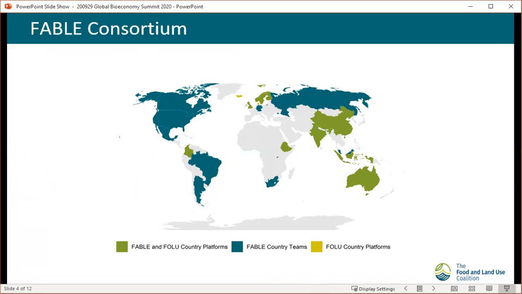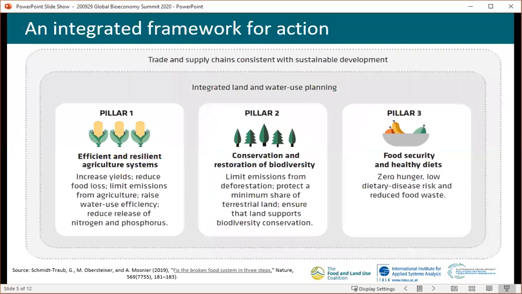The work is led by local partners. They coordinate globally, as I describe in a moment, to try to ensure that global sustainability targets like 1.5 degrees Celsius are met. FABLE has agreed on a 3-pillared framework. So when we talk about land use and food systems, we're looking at efficient and resilient agricultural systems, including, of course, the environmental dimensions. Second, conservation and restoration of biodiversity. And then third, the demand side, food security, healthy diets, also including, of course, food waste.